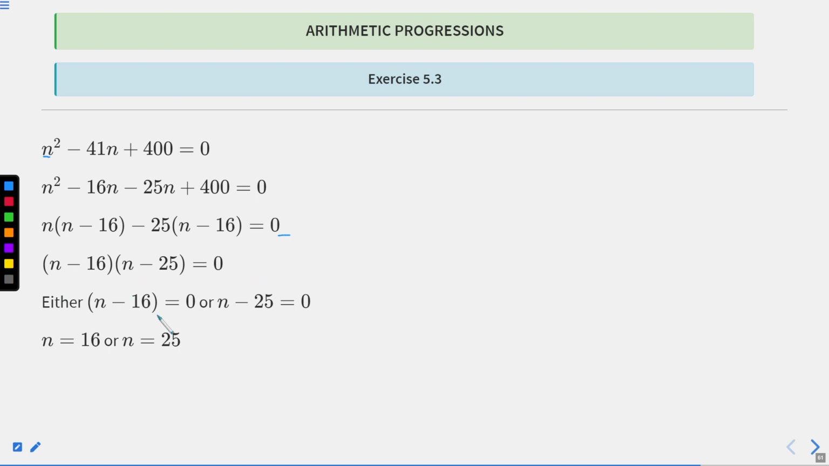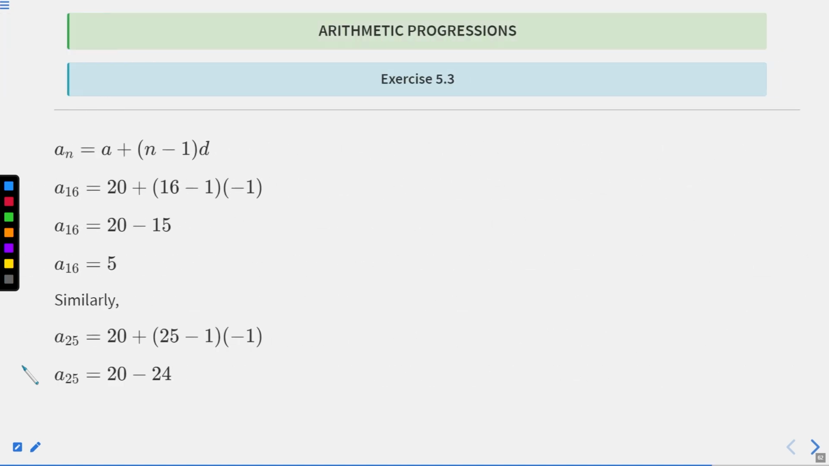So either n minus 16 is equal to 0 or n minus 25 is equal to 0. So it implies either n is equal to 16 or n is equal to 25. Okay, so here we get two values of n. One is 16 and the other is 25.